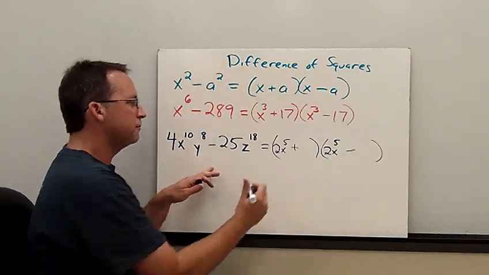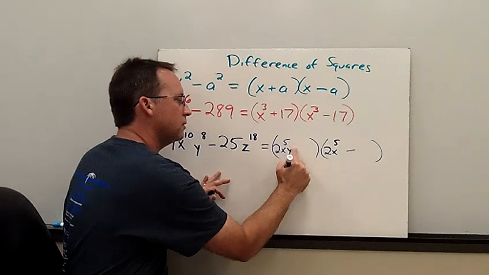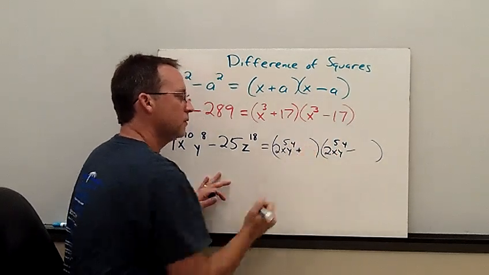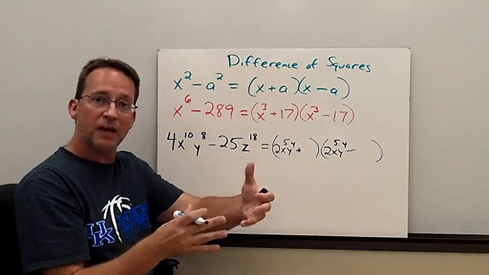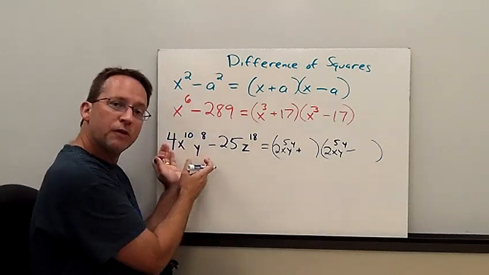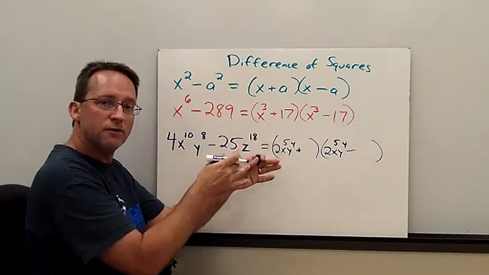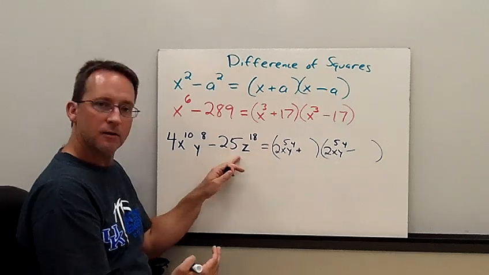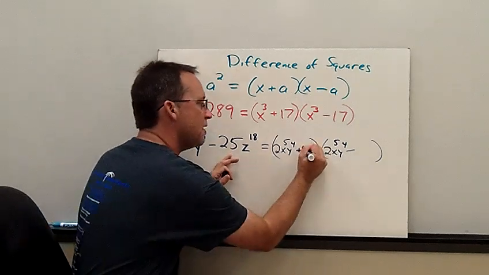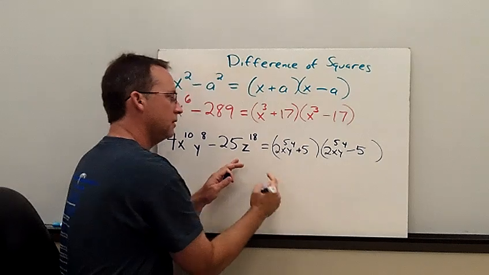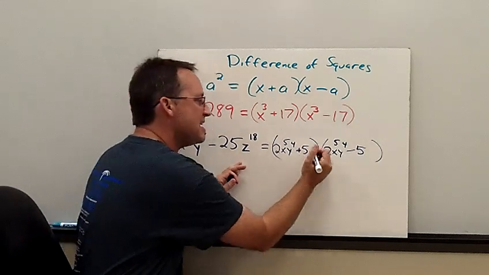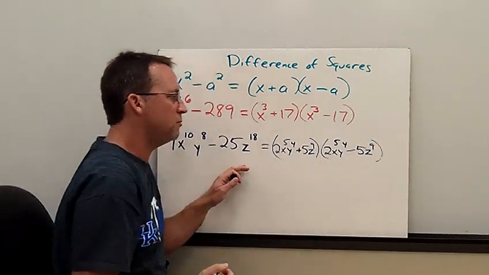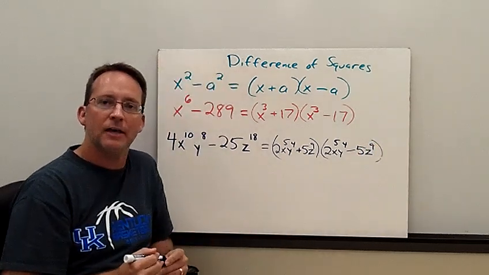Y to the 8th power, well, that'd be y to the 4th, and y to the 4th. Same term in both cases. It's a perfect square. This is a perfect square. It's 2x to the 5th, y to the 4th, quantity squared, to give you that term. Second term, obviously 5 here. Then you get z to the 18th, so z to the 9th times itself would give me z to the 18th, and that's how I factor that down.